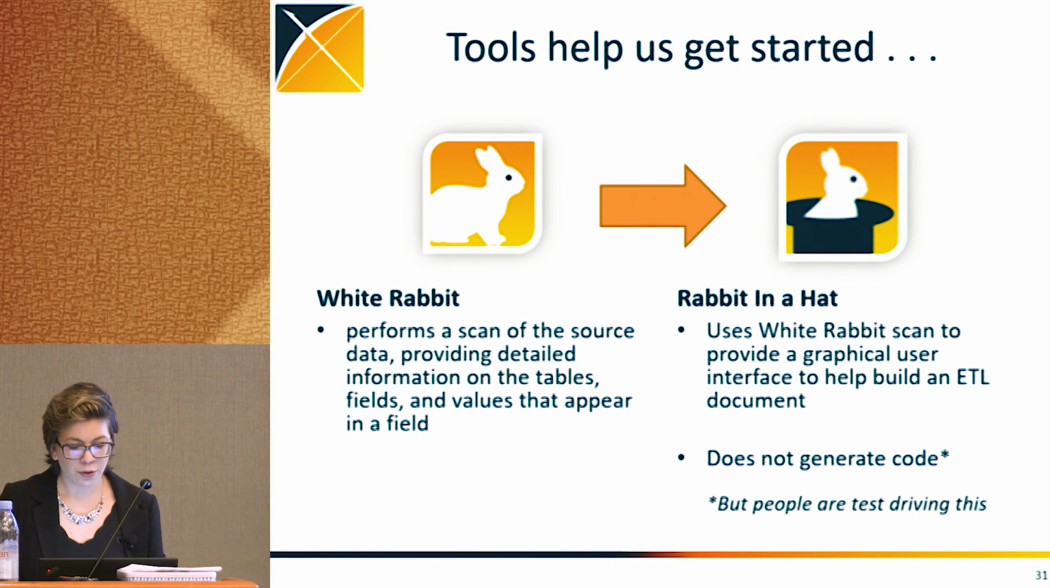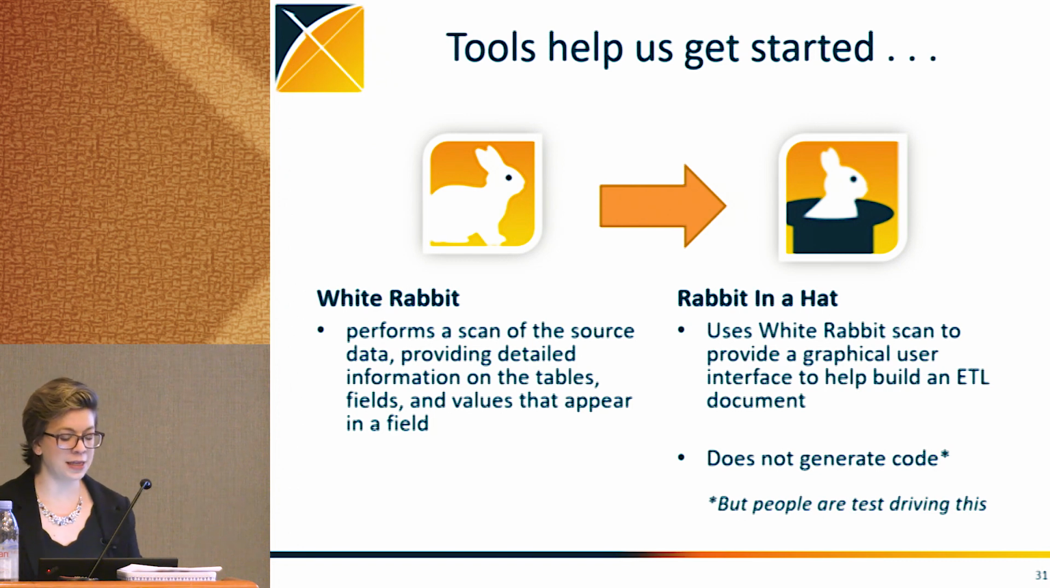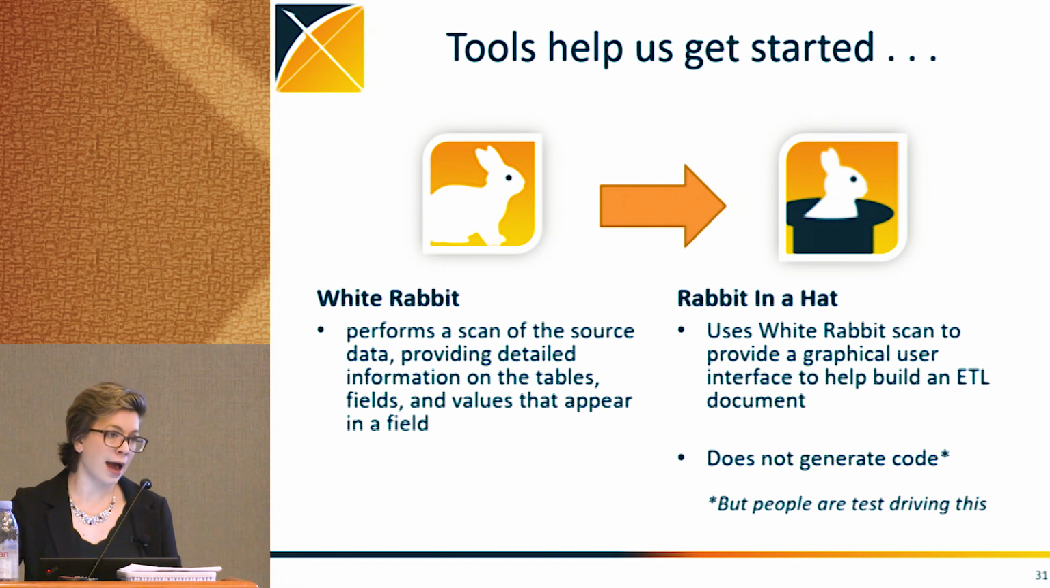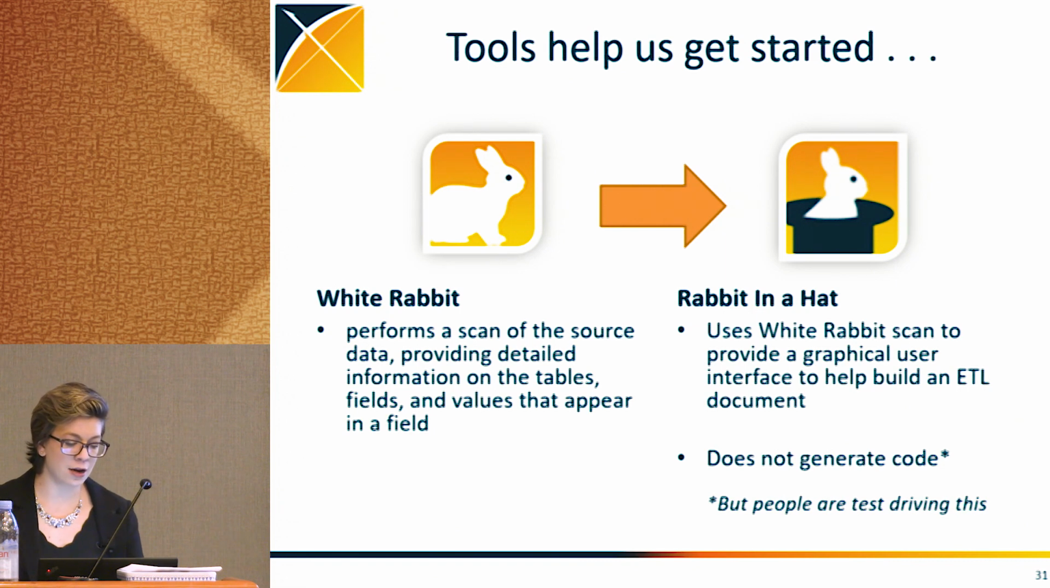Okay, so here, when we're starting this to develop the ETL, we have tools. So we have White Rabbit. What White Rabbit does is it performs a scan of the source data. And what's nice about this is it's gonna provide you detailed information about what's going on in your database, telling you not only a little bit about the tables and the table structure, but it's also gonna tell you about what are some of the common values that are showing up in the individual columns. And we're gonna look at that.